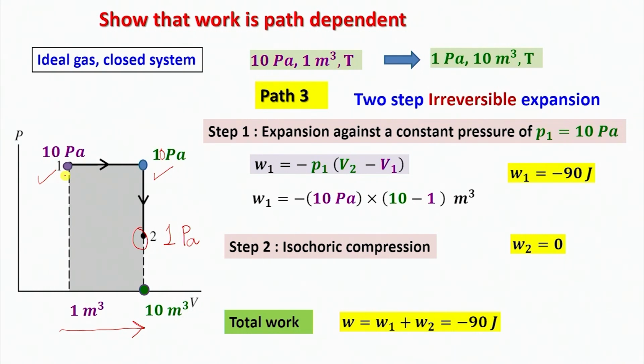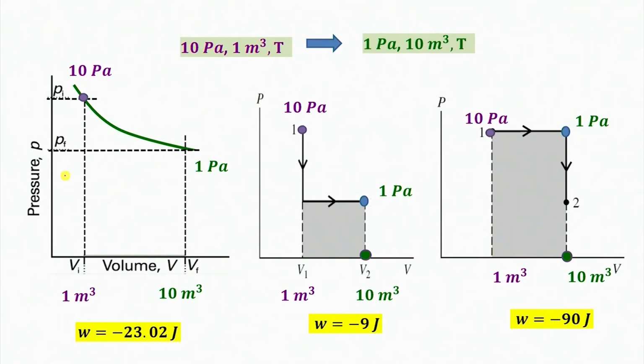So as you see here, we have started from the same initial equilibrium state and ended up in the same final equilibrium state, but by following 3 different paths. The first one was a reversible isothermal expansion, and the next two were two-step irreversible expansions, but they were different.